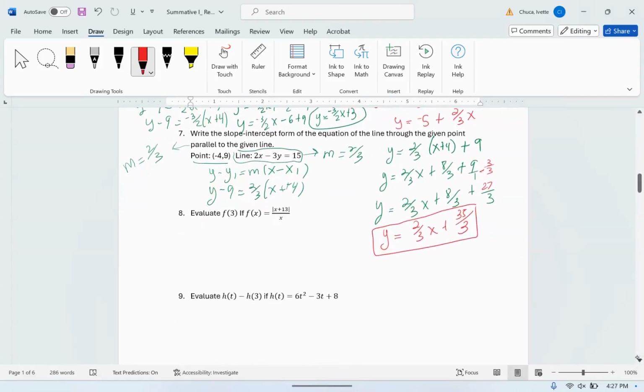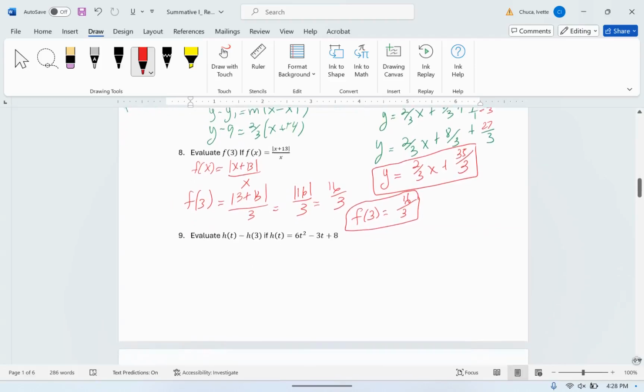And the next one, evaluate f of 3. So for these, you want to substitute 3 in for every x that you see. So we're going to have f of 3 is equal to the absolute value of 3 plus 13, divided by 3. 3 plus 13 is 16, divided by 3. And the absolute value of 16 is just 16 divided by 3. So f of 3 is equal to 16/3.